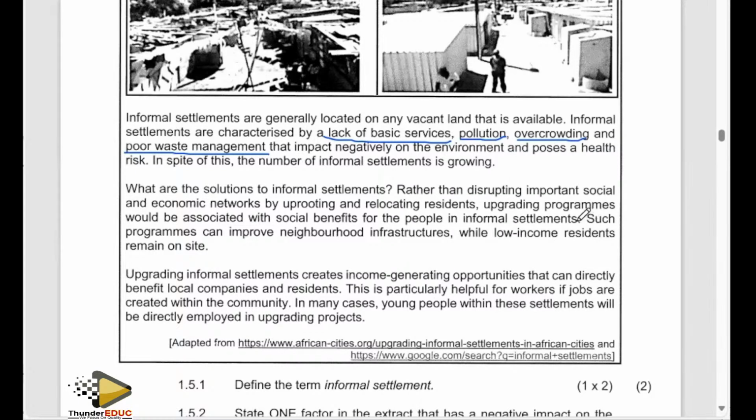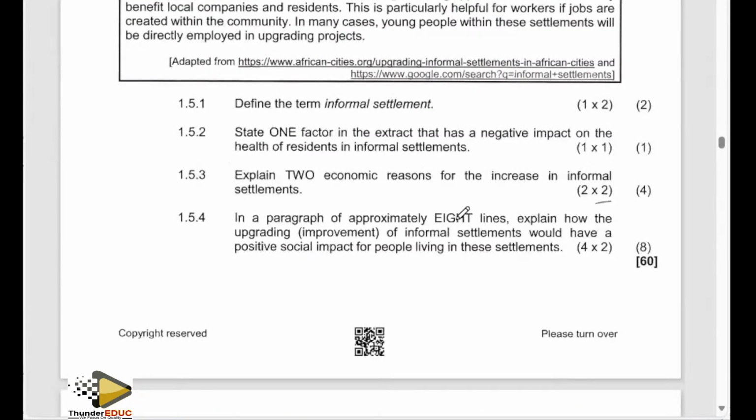Right, we move on to the next question. Explain two economic reasons for the increase in informal settlement. Our question is economic, which means when you are addressing the question, try to find responses which are economic.